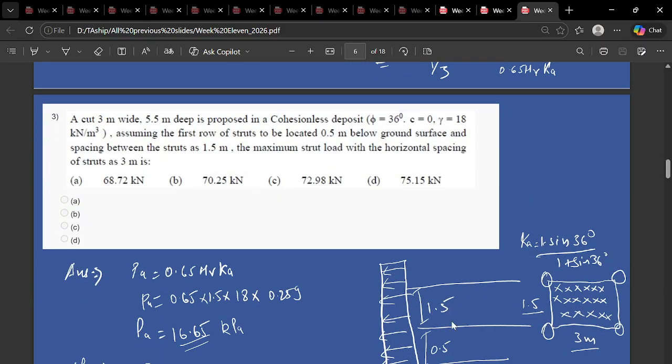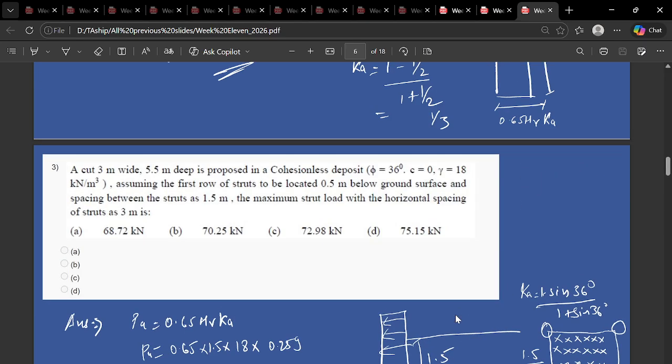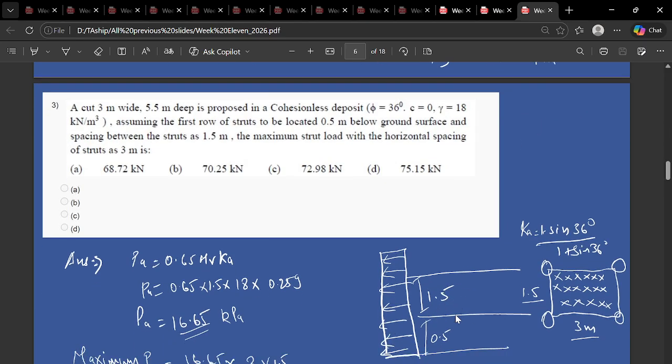So these are struts. When the horizontal spacing is given, these struts are basically placed in both directions, along the vertical axis and along the horizontal axis. Along the vertical axis the spacing is 1.5 meter, and the horizontal spacing is also given to you. So that's how you can calculate the maximum strut load with the horizontal spacing.